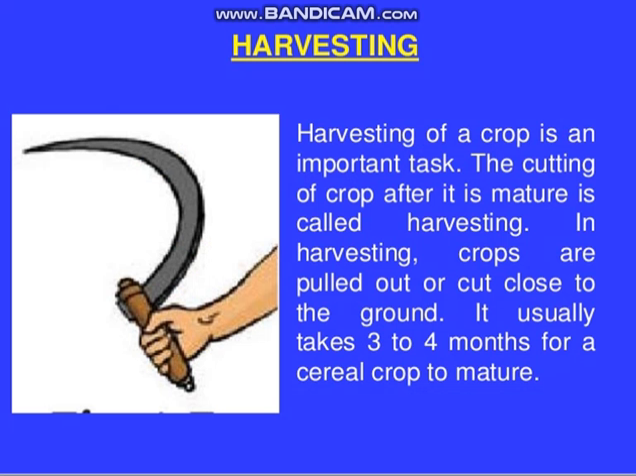The next step is harvesting. Harvesting of a crop is an important task. The cutting of the crop after it is matured is called harvesting. In harvesting, crops are pulled out or cut close to the ground. It usually takes 3 to 4 months for cereal crops to mature.